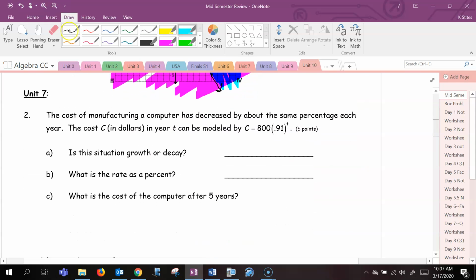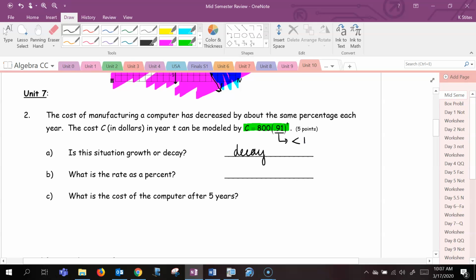So Unit 7, we were dealing with exponents and also exponential growth and decay. So in this situation, we have the cost of manufacturing a computer has decreased by about the same percentage each year. The cost C in dollars in year t can be modeled by this equation right here. So the first question we have is, is the situation growth or decay? This would be decay, because that number right there in parentheses is less than 1.